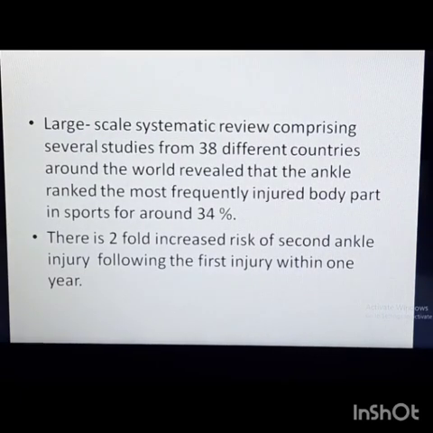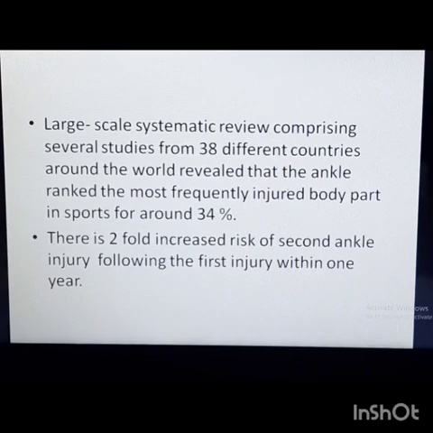A large-scale systematic review comprising several studies from 38 different countries around the world revealed that the ankle ranked as the most frequently injured body part in sports, at around 34%. This study covered 38 different countries, and they say that of all injuries in sports, 34% are ankle injuries.